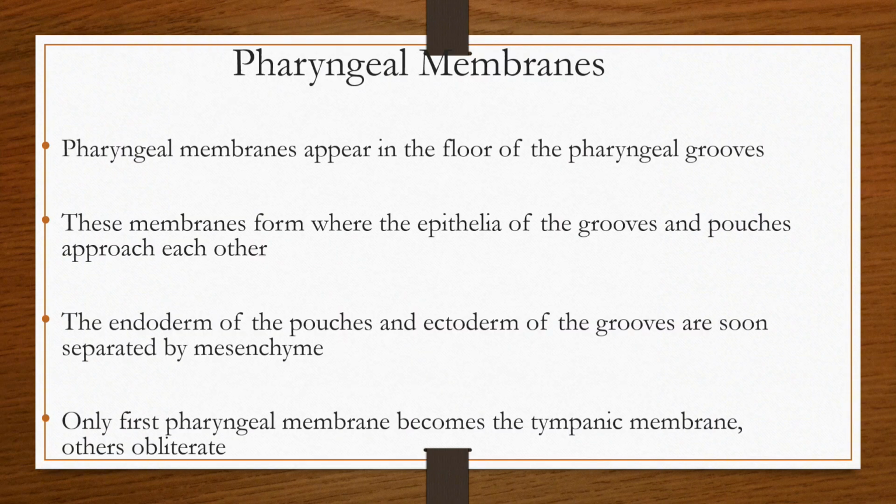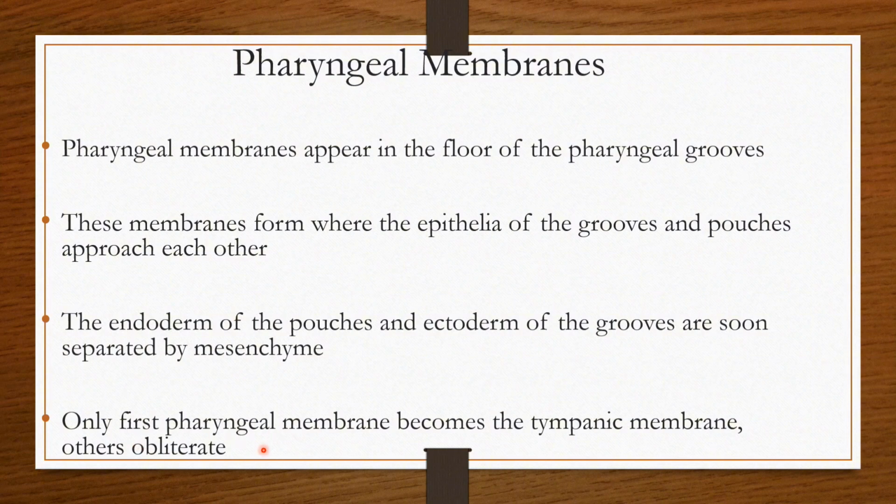Now we move on to the pharyngeal membranes. Pharyngeal membranes appear in the floor of the pharyngeal groove. These membranes form where the epithelium of the groove and the pouches approach each other. The endoderm of the pouches and the ectoderm of the grooves are soon separated by mesenchyme. Only the first pharyngeal membrane becomes the tympanic membrane and the others obliterate. This is again your MCQ.